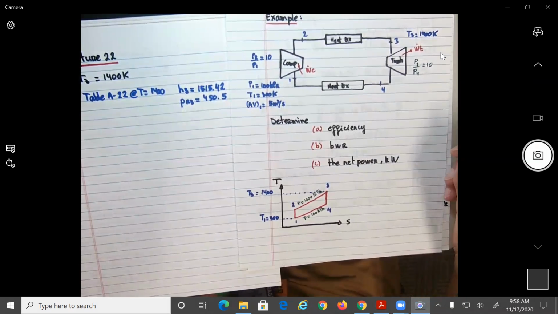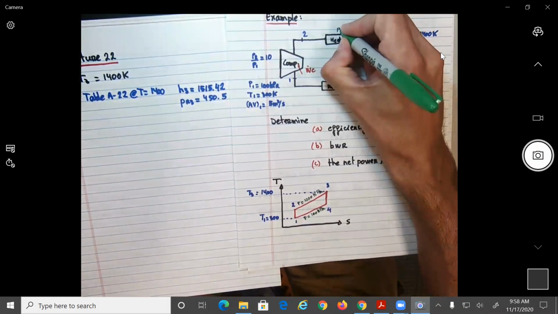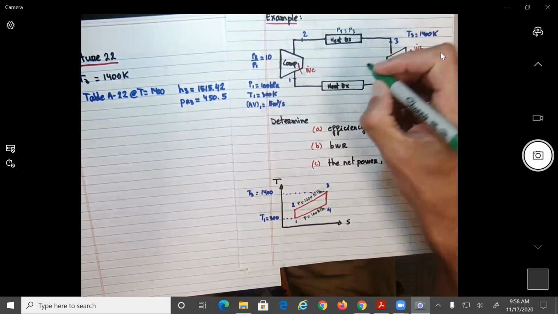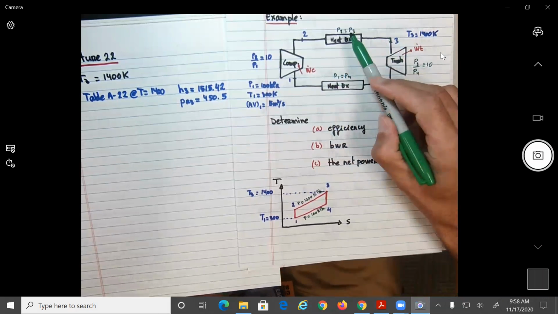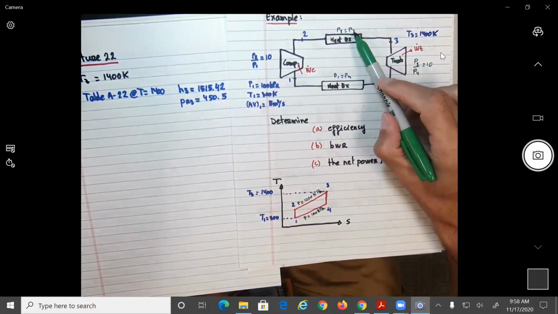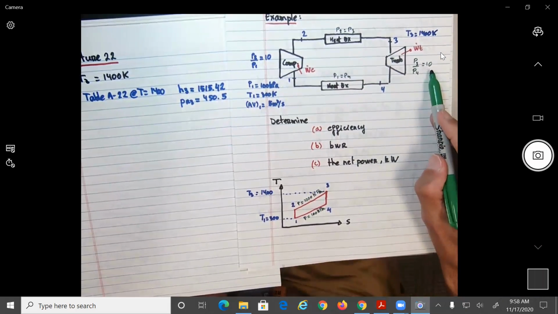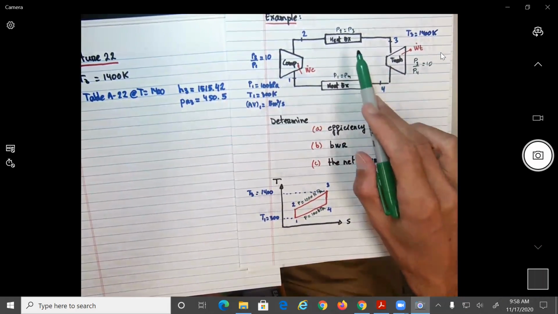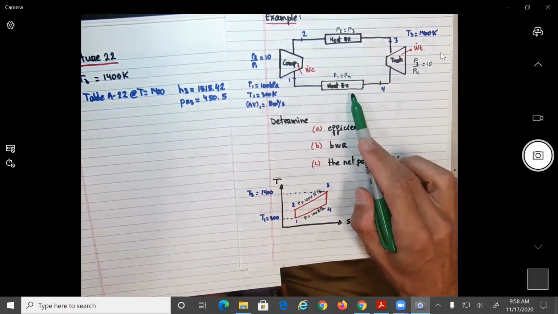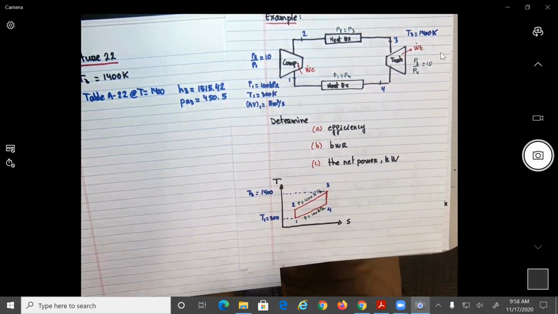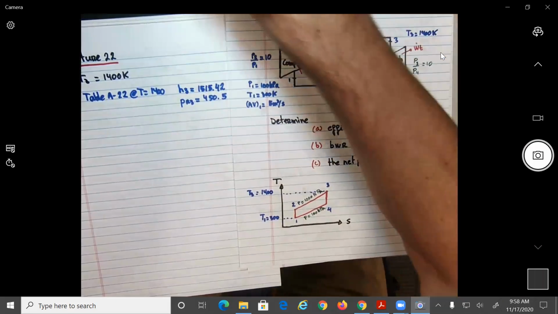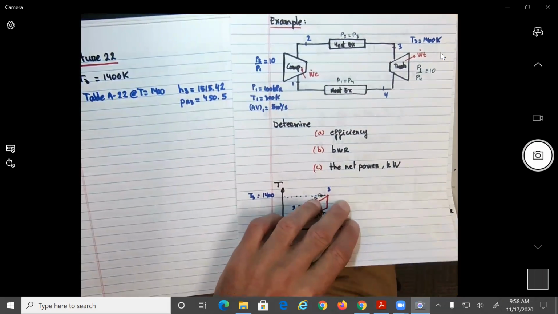Does that make sense? Basically we have here P2 equal P3, and in this case we'll have P1 equal to P4. So that means if P1 equal P2, it means that P3 over P4 will be also equal to 10, because the heat exchangers operate at constant pressure. Okay? All right, so now knowing that, I know how to solve the problem.